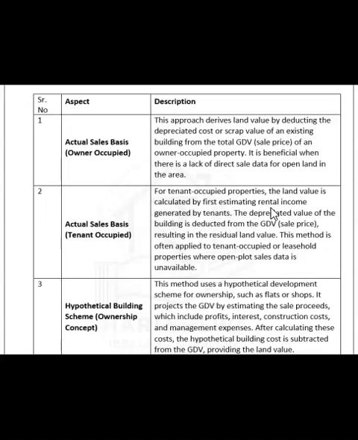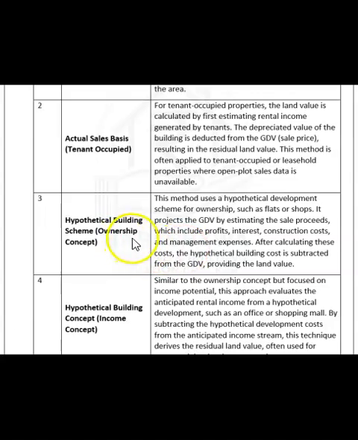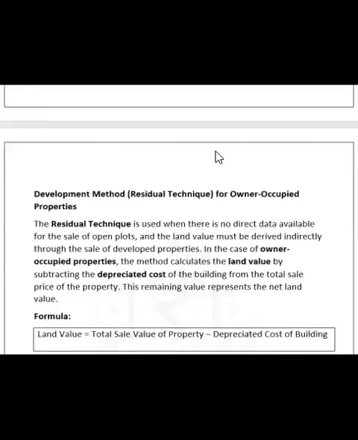So we have learned that if nearby any complete property is sold, we take that property data. From that property data we will deduct the depreciated cost of building. What cost balance will come, that cost will be the land cost. From that land cost, we can compare the subject plot land. Today we will learn tenant occupied, actual sale basis development method, and hypothetical building schemes. Let us go.